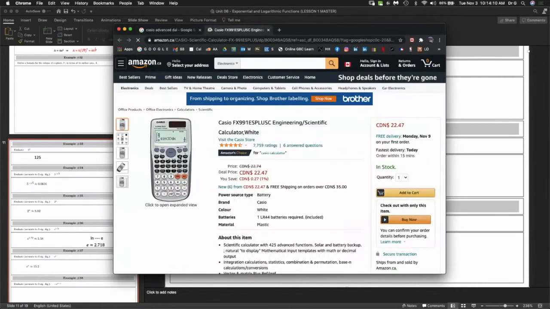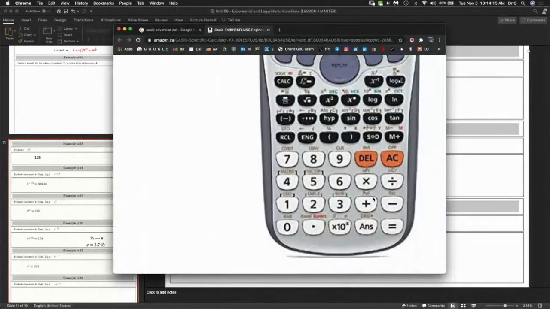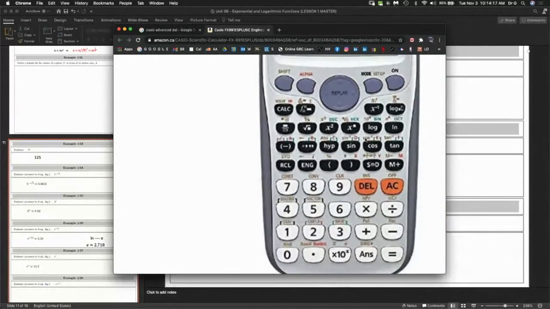So for the Casio, what you want to do is type the alpha, and then you see down here where it has a red E. So that's how you do it. That's how you get E on your screen. That's the easiest way. There's another button here, but I don't like it because it's weird.